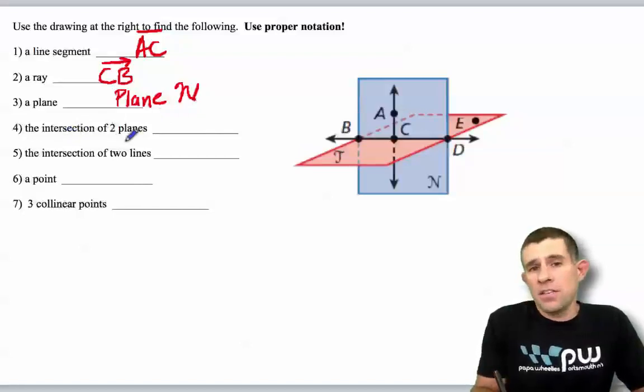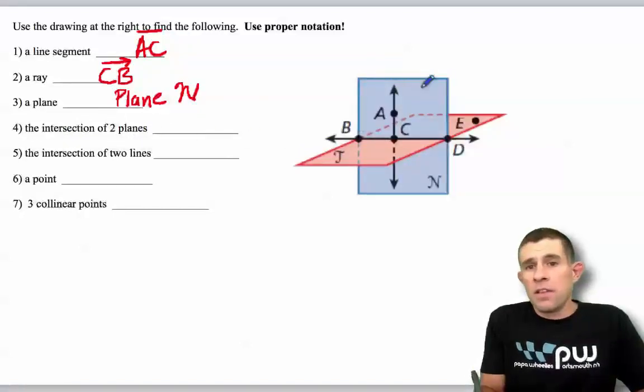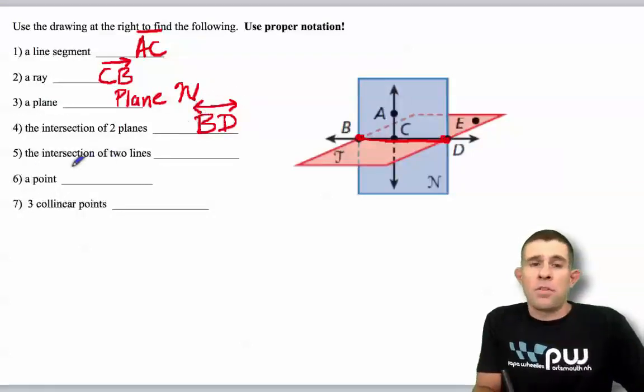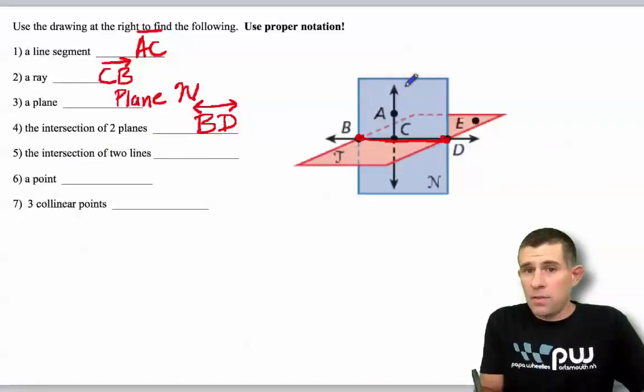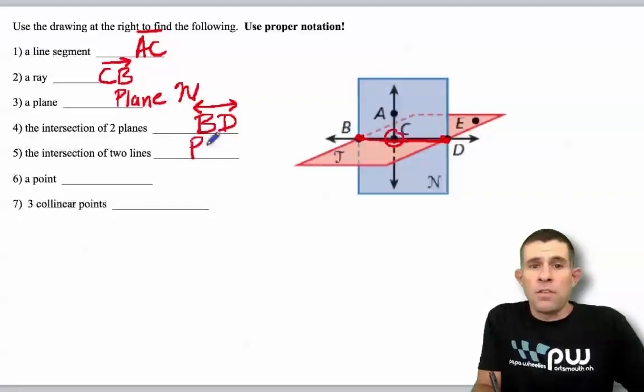All right, the intersection of the 2 planes, it looks like I have this intersection of the blue plane and the orange plane that occurs right here at this segment BD. So I'm going to call that line BD. The next one says the intersection of the 2 lines. Well, I see the 2 lines here, AC and BD, look like they intersect at point C. So I'm going to just denote that as point C.